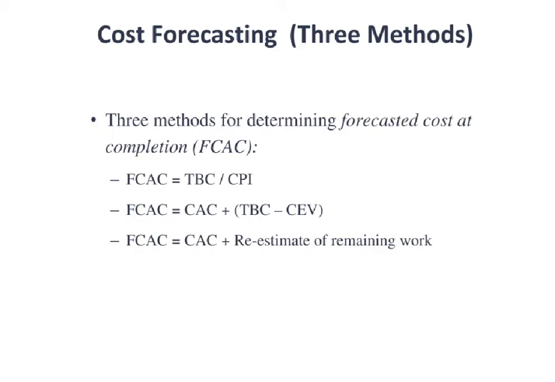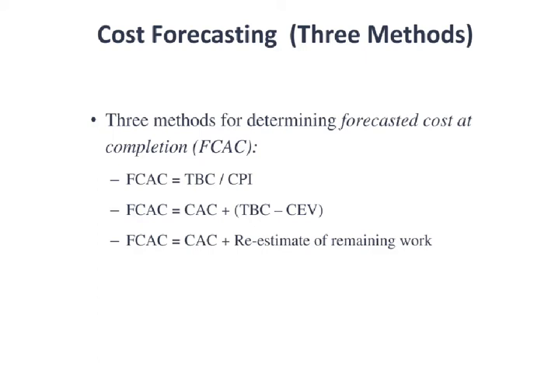If the CPI is exactly 1, which means you're exactly tracking according to the plan, then TBC divided by 1 is just TBC, and you're going to spend the full amount of the money on the project. If you're doing better than expected and the CPI is greater than 1, when you divide the TBC by more than 1, then honestly you're going to underspend on the project, which is a great thing. And so you can see how that mathematically works. That first equation is a very common way of doing it.